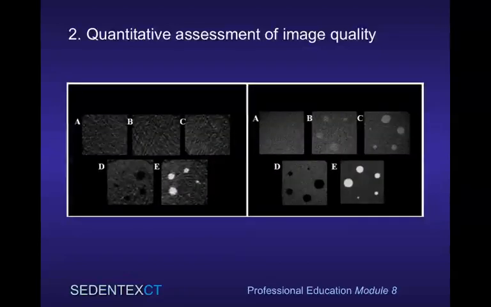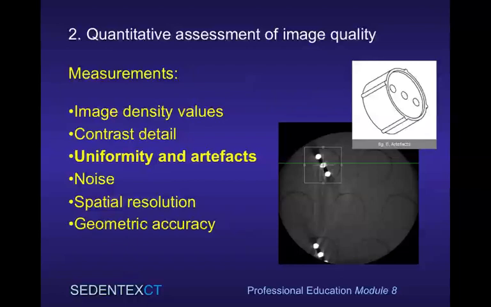Here you can see the results of a contrast detail assessment from two different scanners. As you can see, there's a very big difference in the appearance of the images of the inserts, that the scanner on the right is giving far superior images than the one on the left. Uniformity and artifacts are assessed using an insert which contains high-density material, which will produce artifacts. By placing these in the phantom and scanning it, you can see the degree and intensity of the artifacts which are produced.